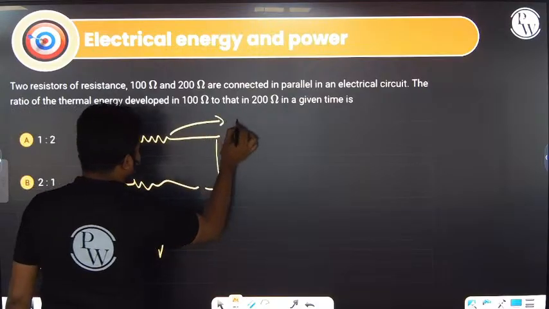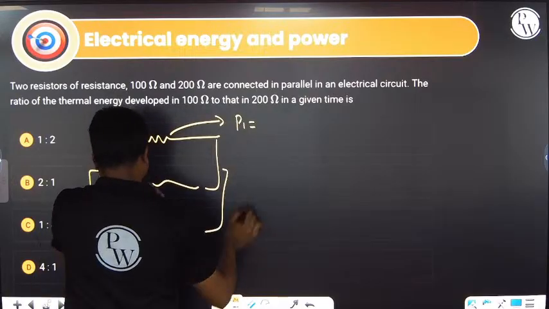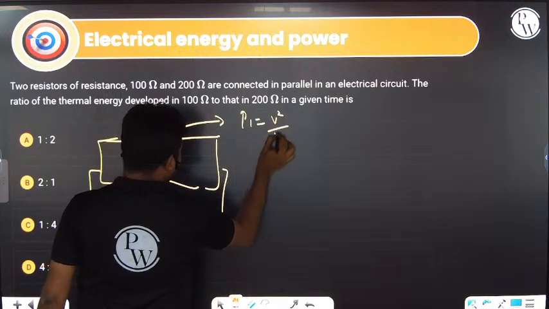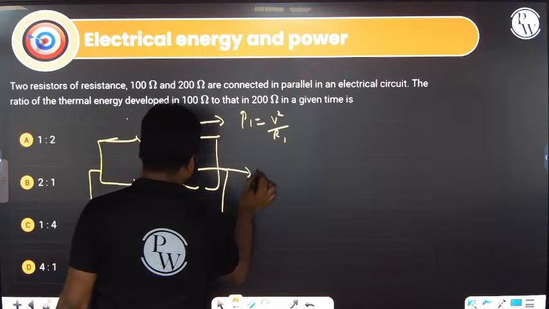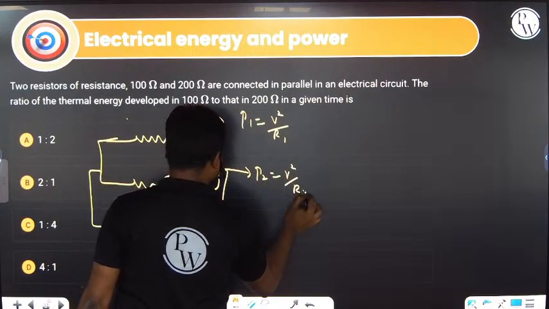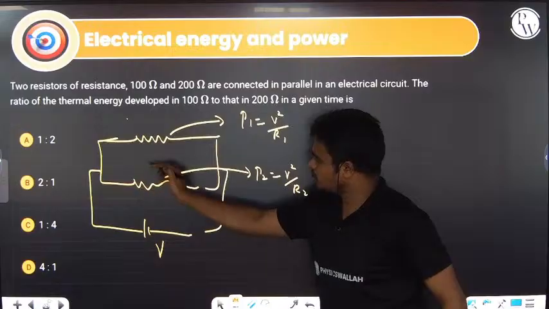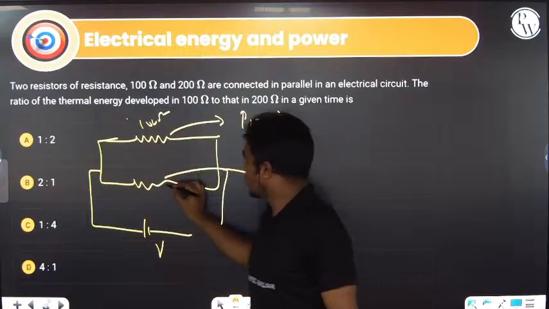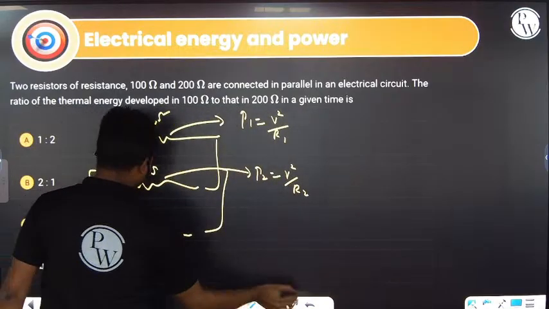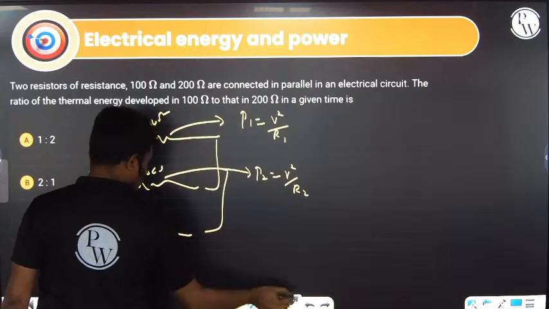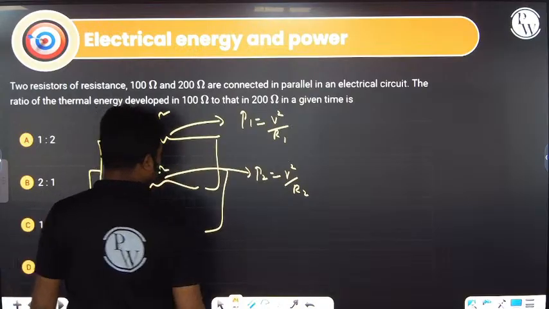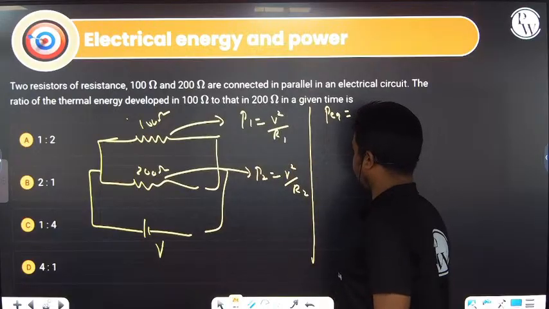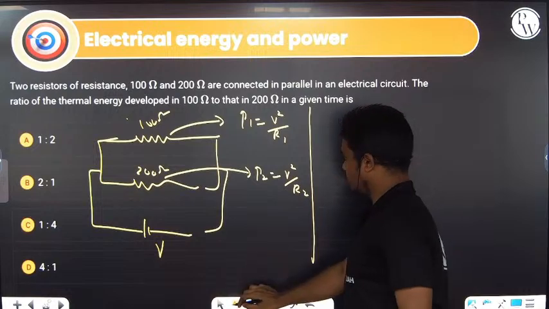So I'll write this as P1. What is P1? P1 is given by V squared divided by R1. And the second side is P2. What is P2? V squared divided by R2. Again, across this resistance the voltage will be the same. The first one has resistance of 100 ohm and the second has resistance of 200 ohm. The voltage will be the same across both because they are connected in parallel combination. So P equivalent will be this sum.